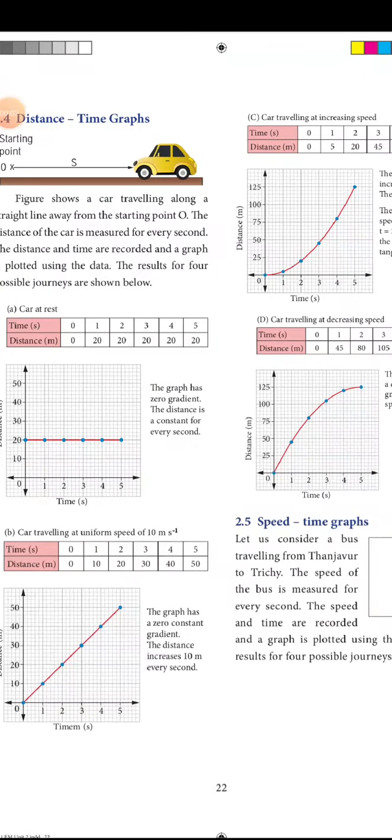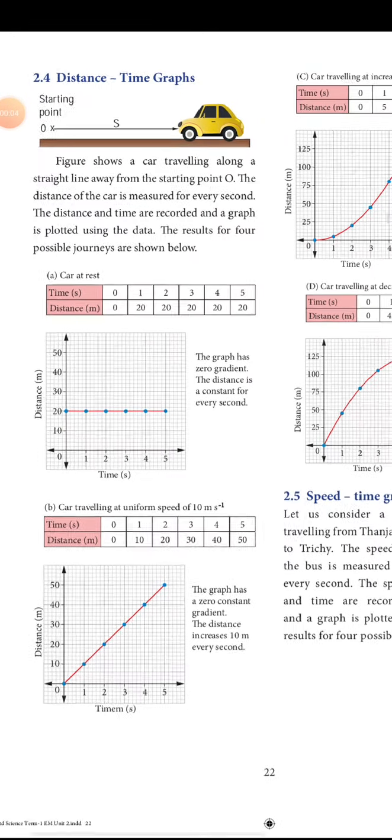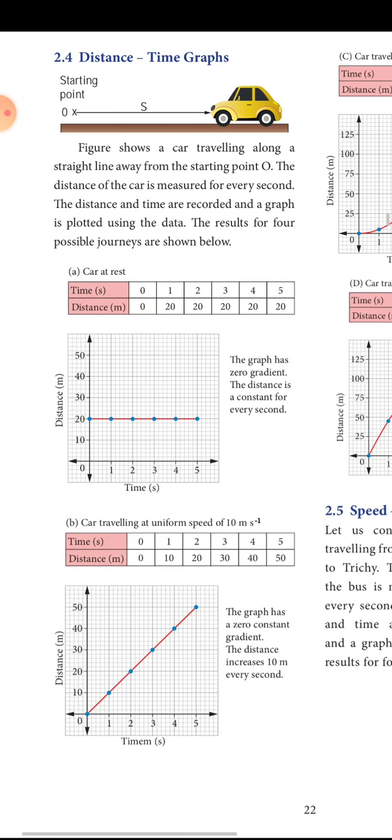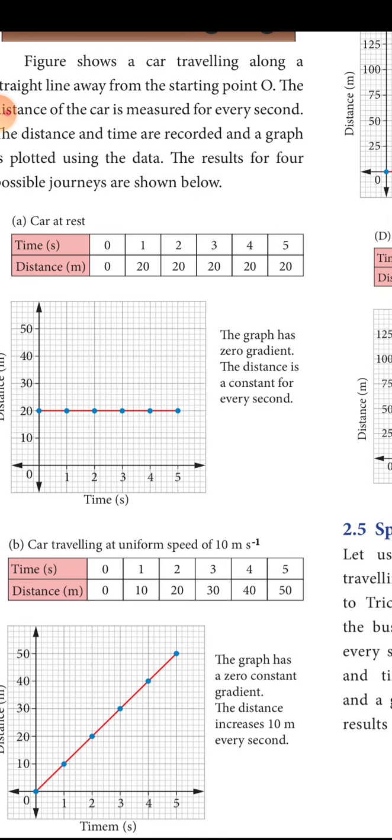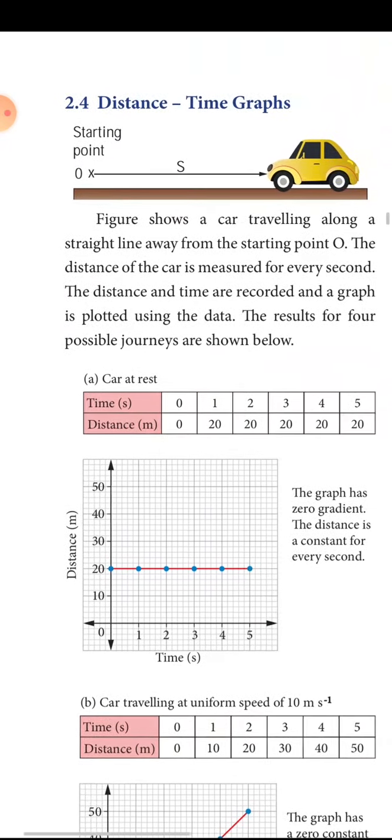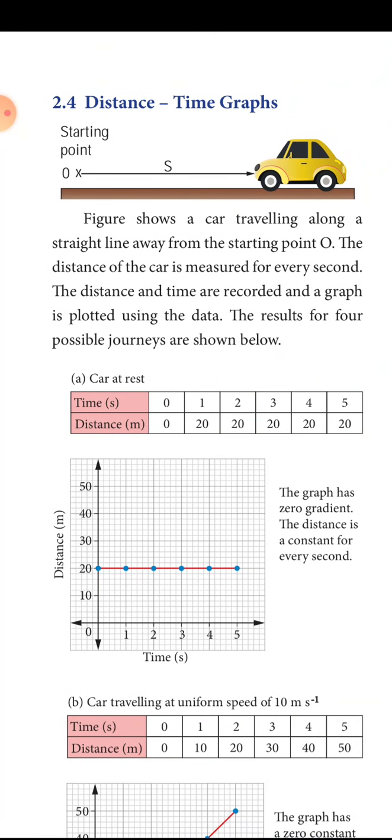In the next page, we are going to see the distance time graph. Distance on the y-axis and time on the x-axis. The distance time graph is based upon the speed. Distance divided by time gives us the speed, no? Based upon the speed of a car.